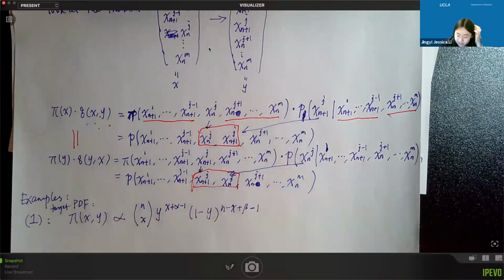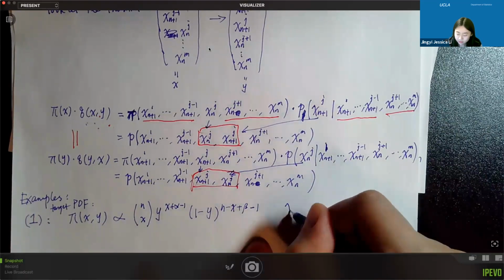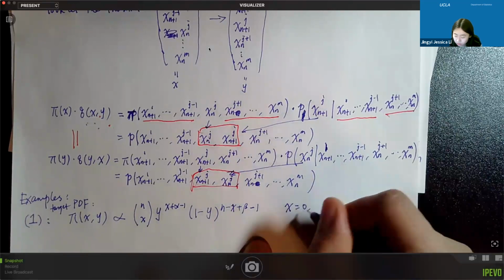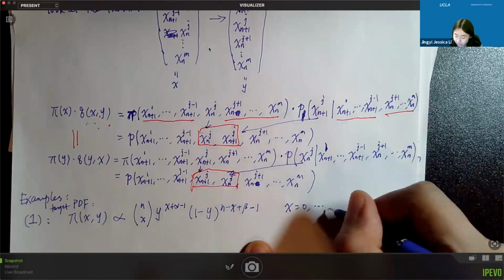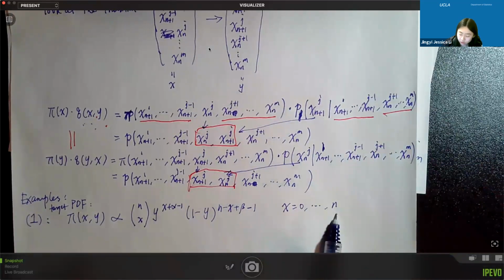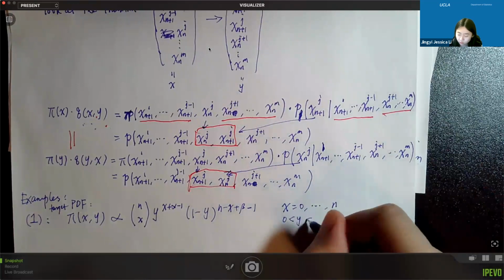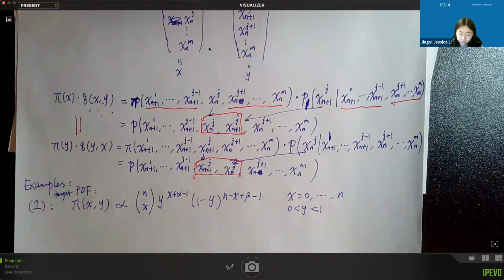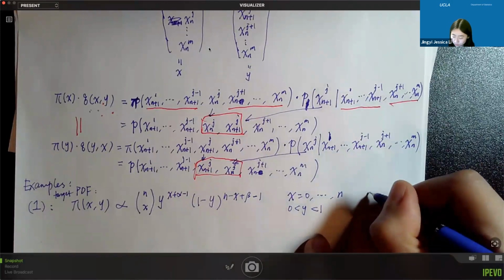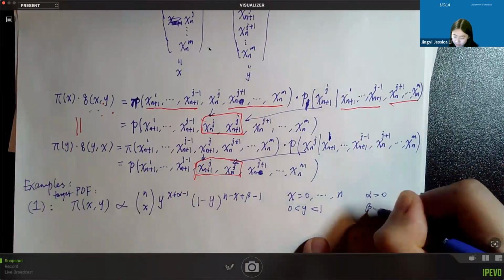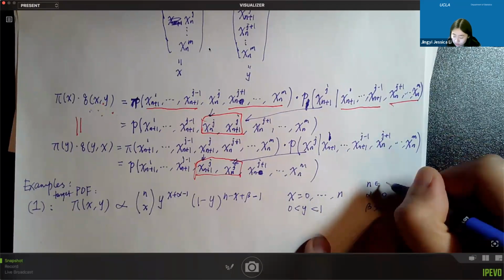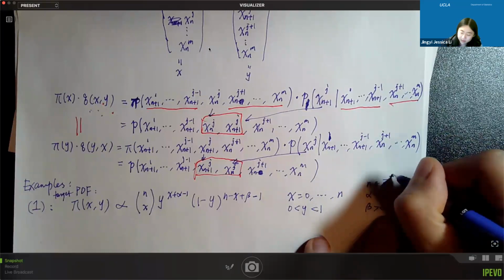So what this means is that here the x is taking integer values from 0 up to n. N is an integer, while y is between 0 and 1. So these are the two domains for the 2 dimensions. Okay, and I also want to say that alpha is positive, beta is positive, and n is a positive integer.